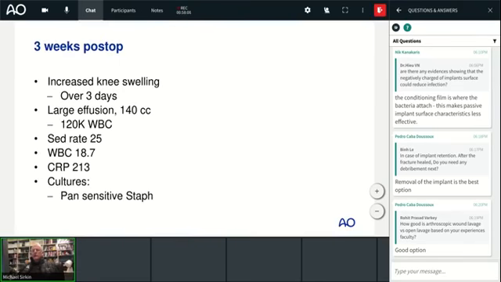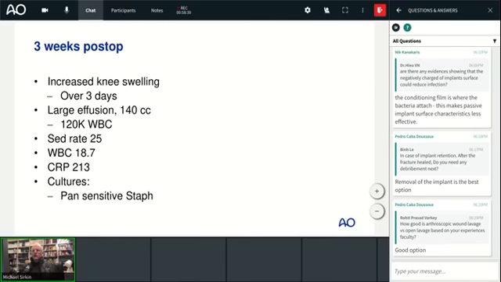3-week post-op visit. He comes in with increased knee swelling over 3 days. He had a large effusion of 140 cc's with 120,000 white cells. This was a patient who was actually cultured in the office in the clinic because he just presented with effusion and not drainage. So there's several reasons, but clearly here with a white cell count and an elevated C-reactive protein, he actually cultured out very quickly pan-sensitive staph.